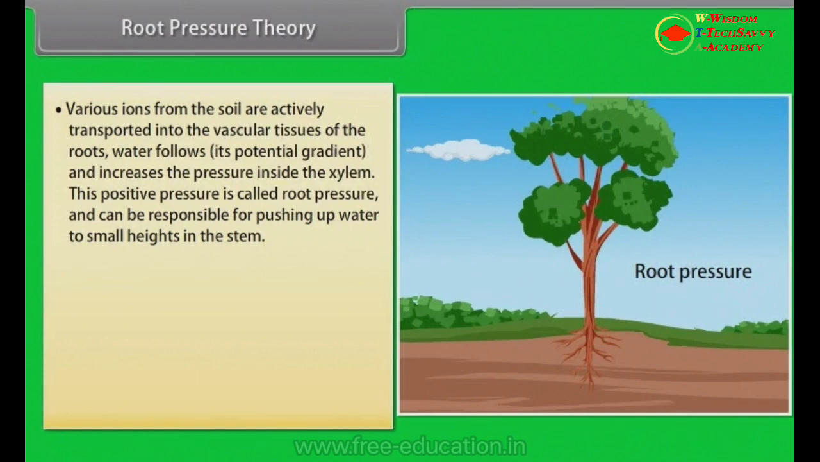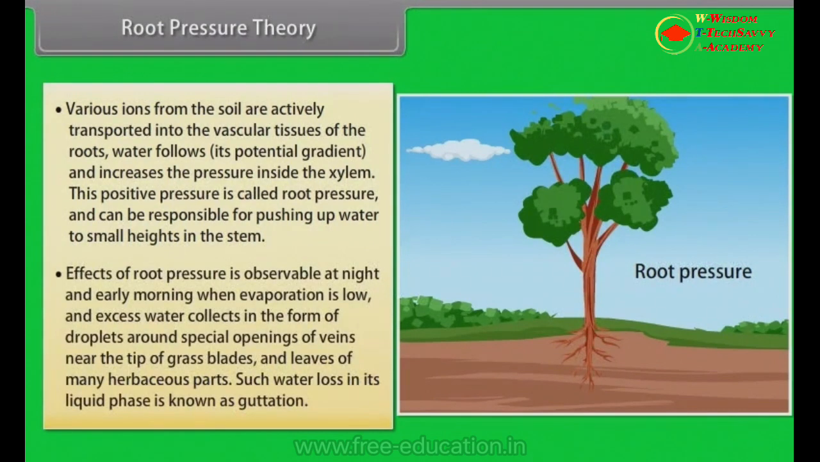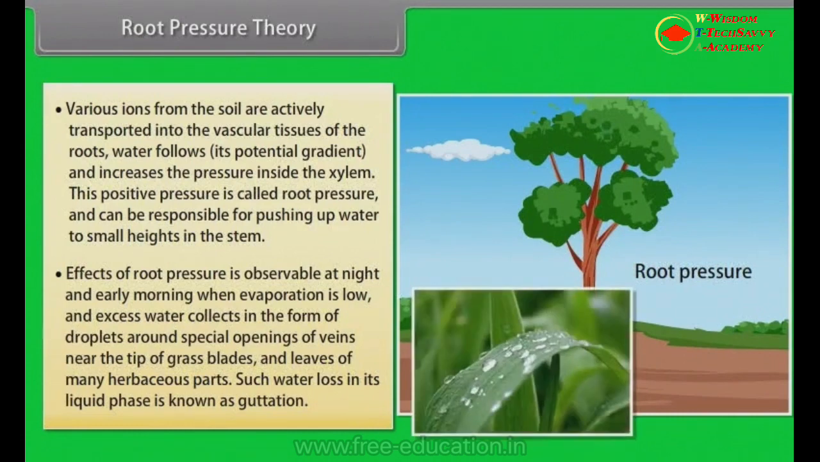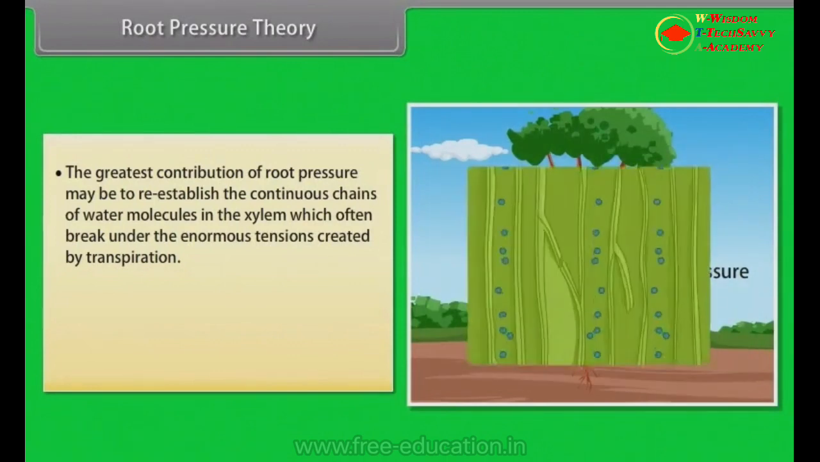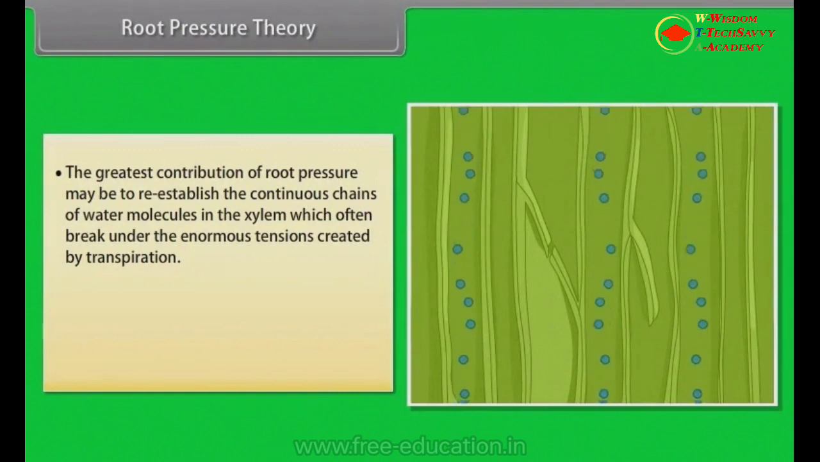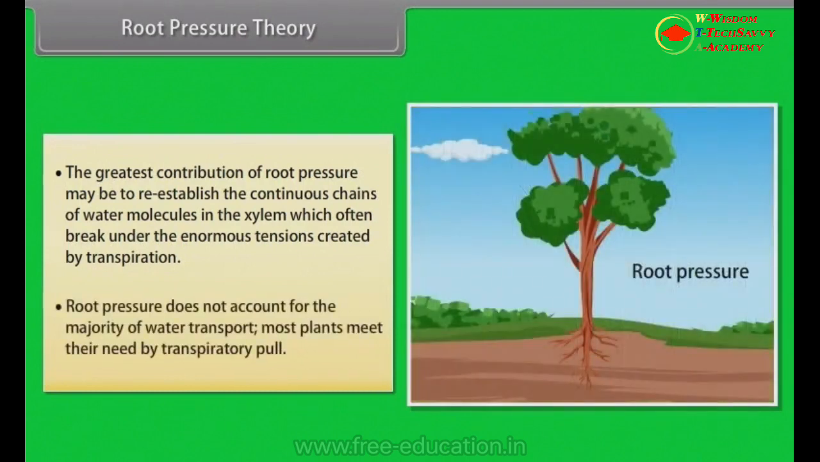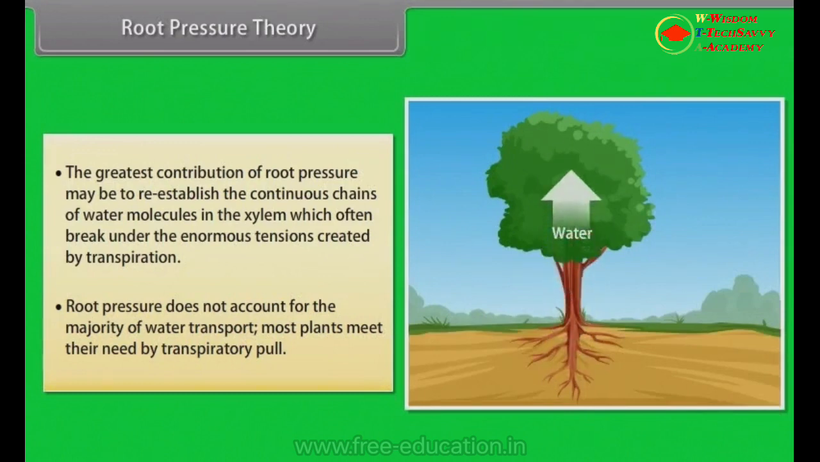Effects of root pressure are observable at night and early morning when evaporation is low and excess water collects in the form of droplets around special openings of veins near the tip of grass blades and leaves of many herbaceous plants. Such water loss in its liquid phase is known as guttation. The greatest contribution of root pressure may be to re-establish the continuous chains of water molecules in the xylem, which often break under the enormous tensions created by transpiration. Root pressure does not account for the majority of water transport. Most plants meet their need by transpirational pull.